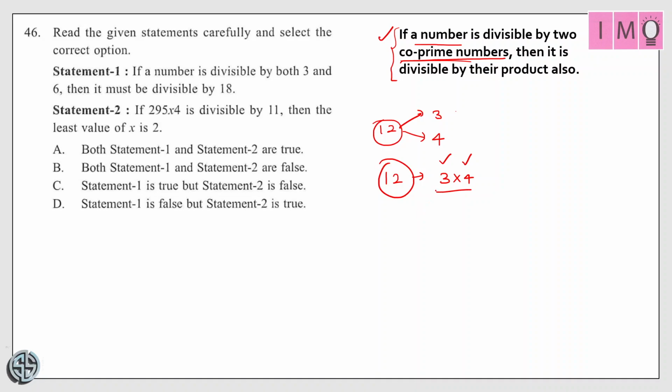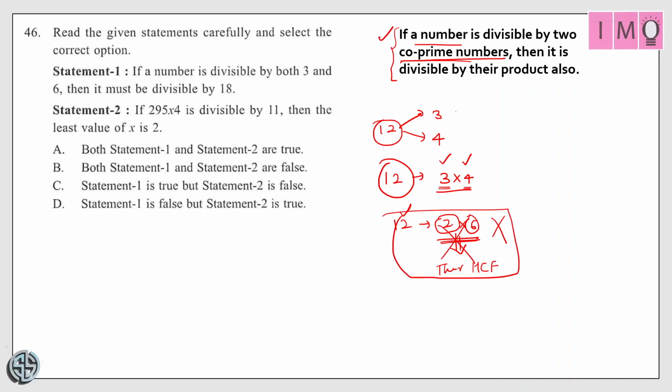But it is very important that when you are splitting any number into the product of two numbers, both numbers must be co-prime. I cannot split 12 like 2 into 6. I cannot say that if a number is divisible by 2 and 6, then it will also be divisible by 12. It is wrong. Why? Because when you split 12 into the product of 2 and 6, they are not co-prime. Their HCF is not 1, their HCF is 2. So you have to keep that point in mind: when splitting any number into the product of two numbers, both numbers must be co-prime.